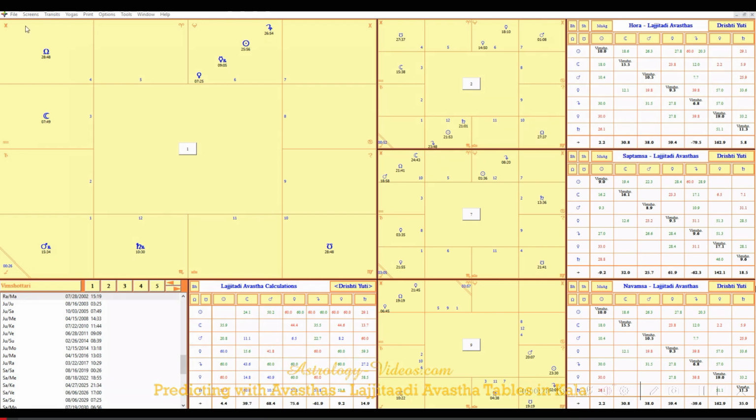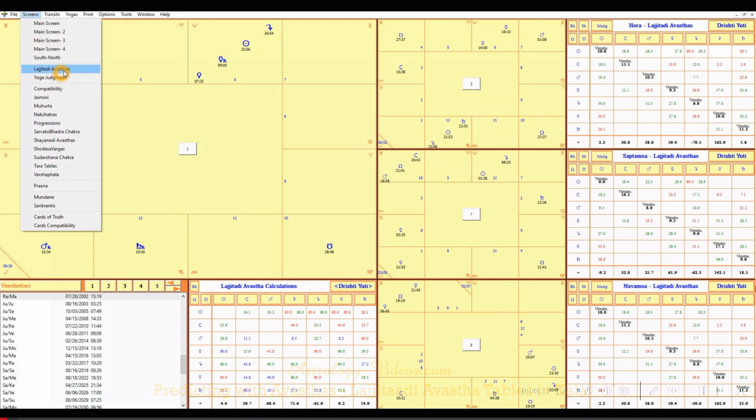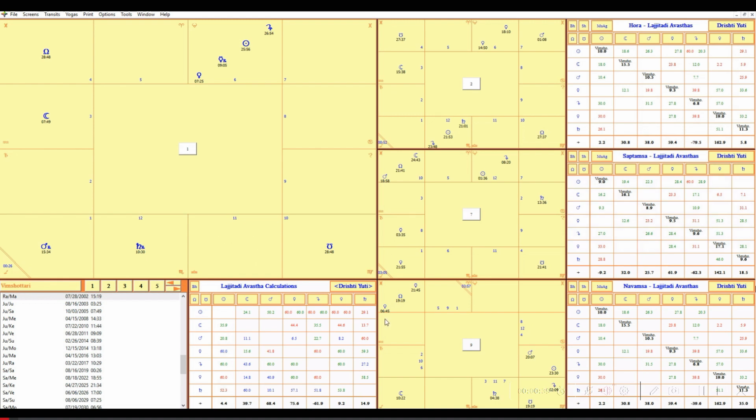So basically you'll find this screen if you go to Screens, Lajitati Avashtas. And this is the new screen as per the KALA 2018 version. The most useful part, the part you're going to use the most in this screen, is this Lajitati Avashta table, which is below the Rashi chart. And this shows the calculations of the good and bad Lajitati Avashtas, with the favorable Avashtas like delighted Avashta being in green, and the unfavorable Avashtas like the starvation and the agitation being in red.